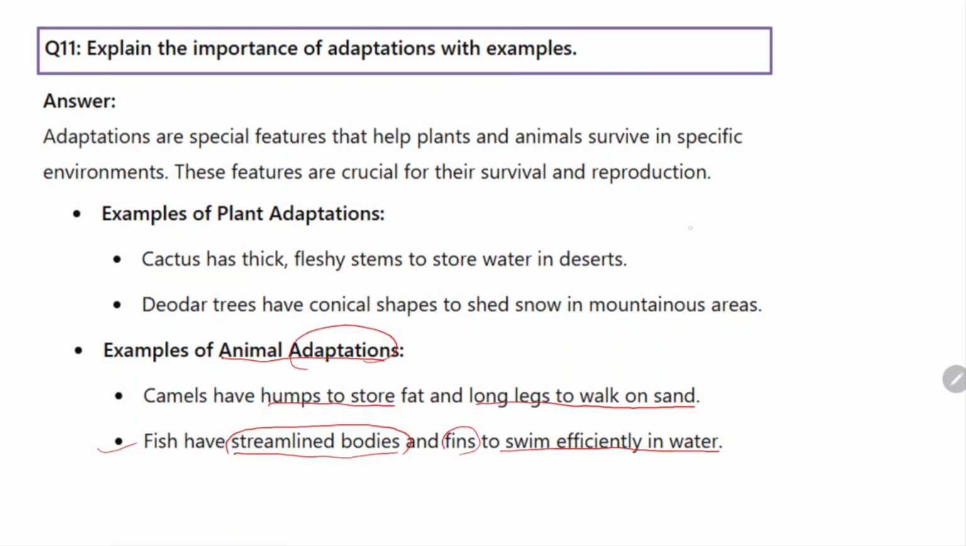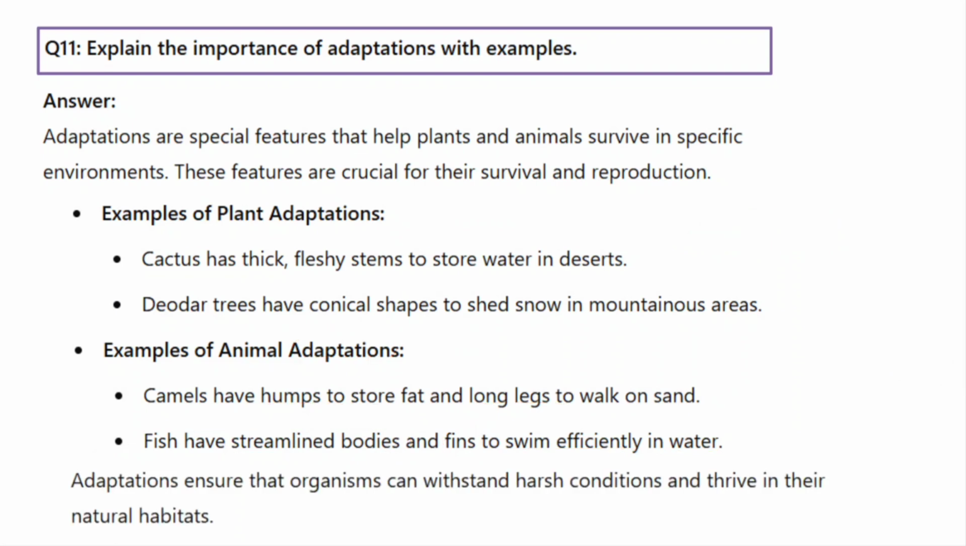Streamlined means, see, something like this shape. See, the shape of the fish is like this, isn't it? It is smaller in the beginning and small again in the ending part also, but it is wider here in the middle part. So this is your streamlined structure. Okay, so you can write the answer in this way.